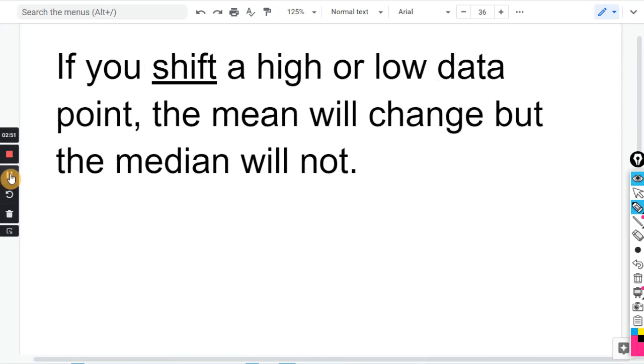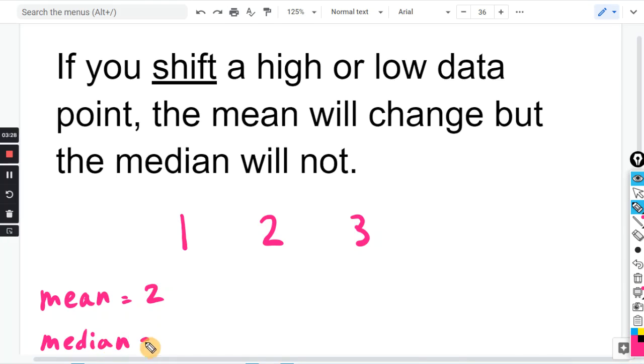The other thing you want to remember is if you shift a high or low data point, the mean will change, but the median will not. As an example, I'll use a similar example as last time. Let's say you have the numbers 1, 2, and 3. We said before that the mean, you add these three numbers and divide by 3, was 2, and the median was also 2, because the median is right in the middle.